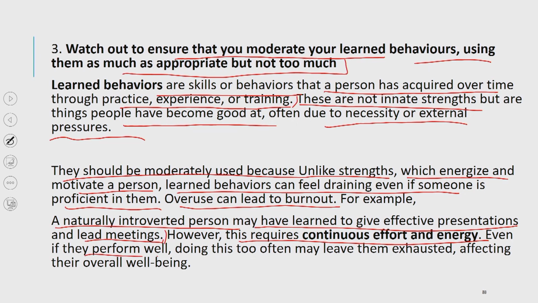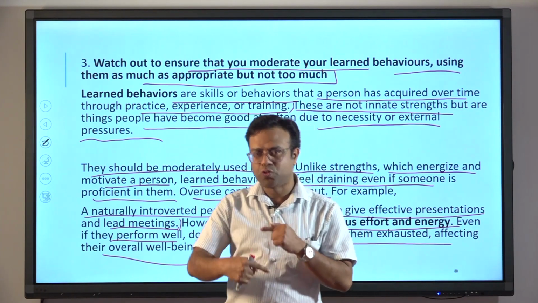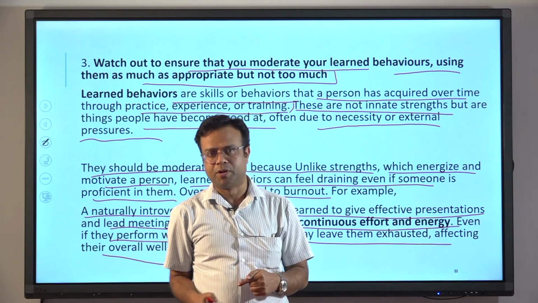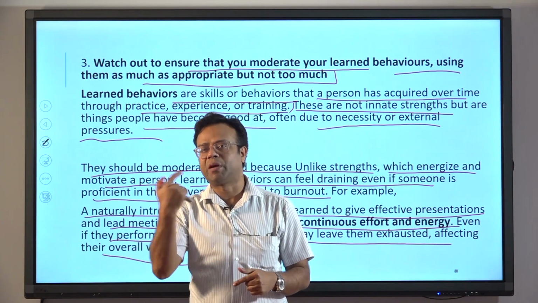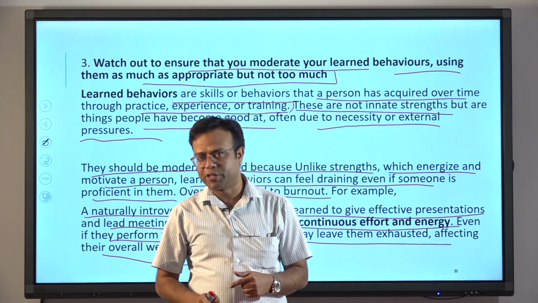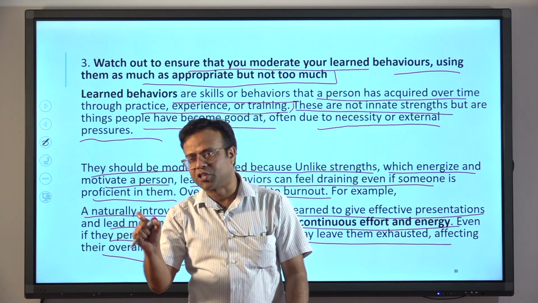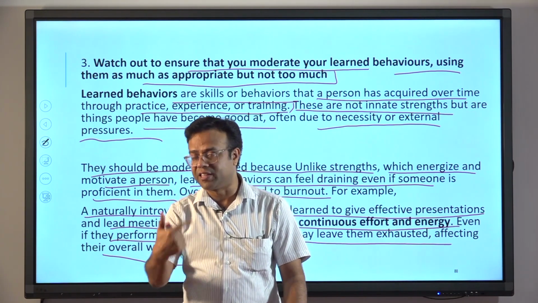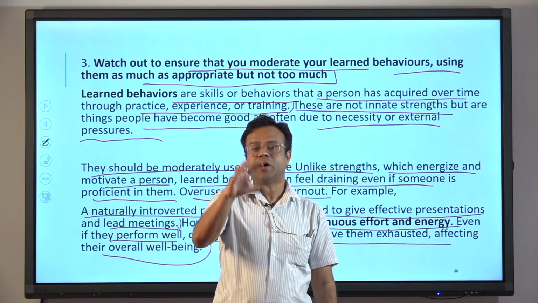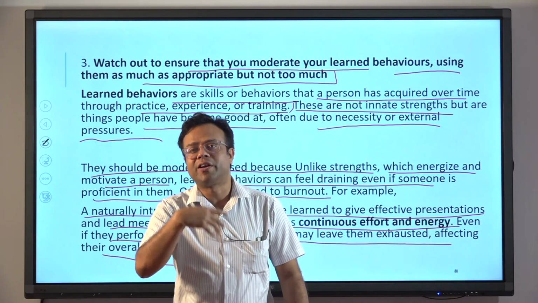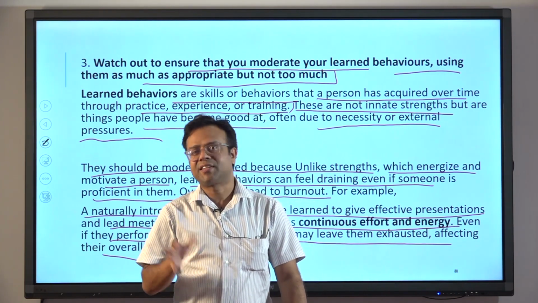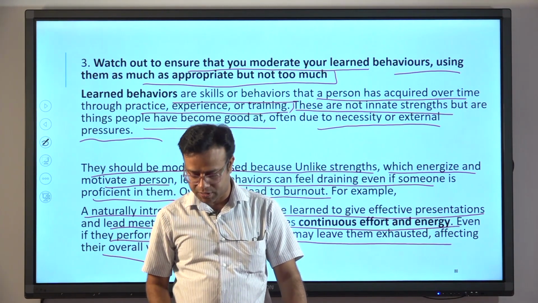So even if they perform well, they may have learned them only because it is required. Doing this too often may lead to exhaustion, affecting their overall well-being, because they don't naturally enjoy them. If it is required too much in that job, it will exhaust them because it is not naturally coming from within them. They are doing it out of necessity, but if too much of such requirement happens, the person will feel exhausted and it will drain their energy. So that is the idea behind the advice that moderate use of learned behaviors is good, while excess use can drain the person.